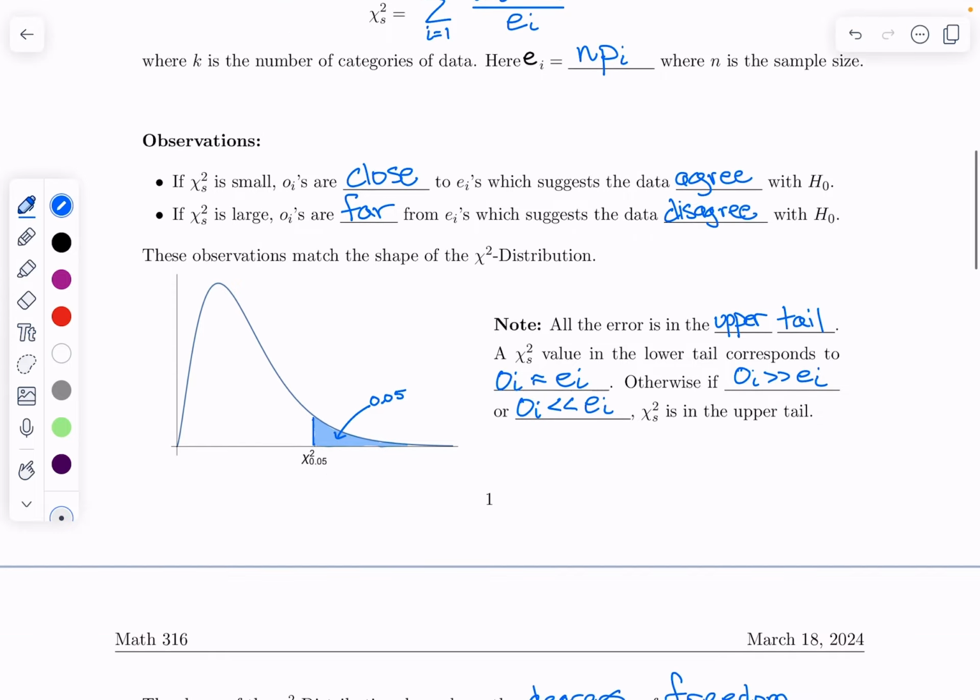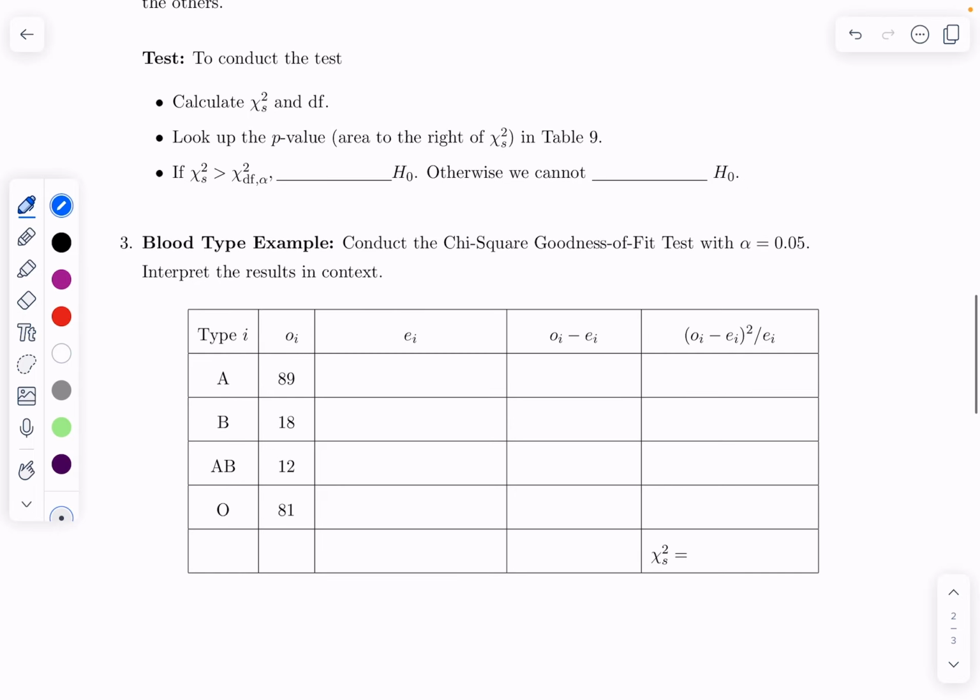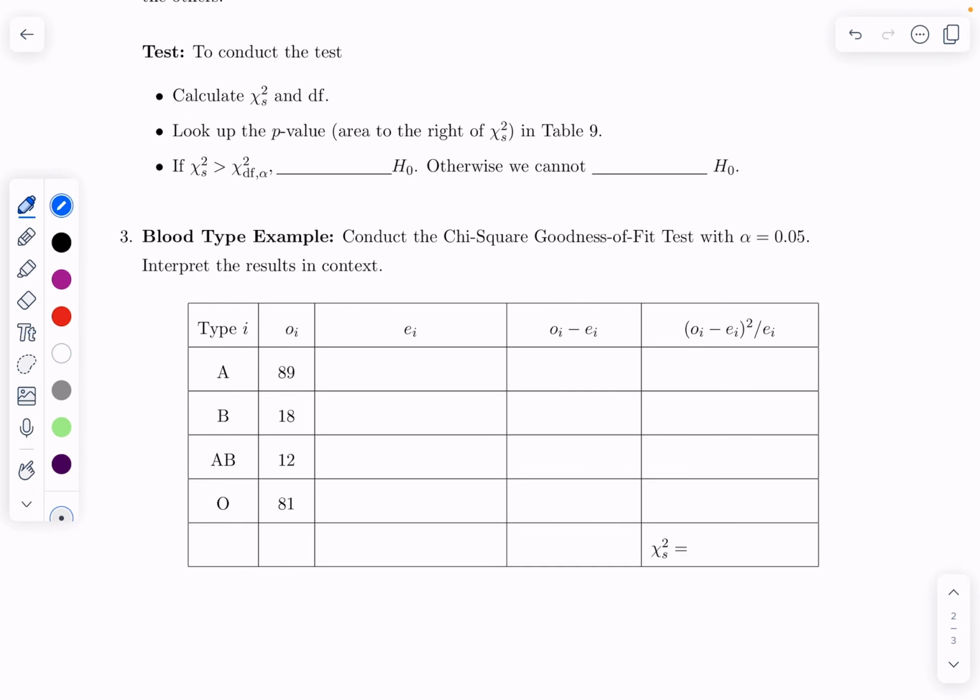Okay, so to conduct our chi-squared test, we're going to calculate the chi-squared statistic and the degrees of freedom. Then we're going to look up a p-value for the chi-squared distribution in a chart that I'll show you momentarily. And then if my chi-squared statistic is bigger than the cutoff of our alpha value, we'll be able to reject the null hypothesis. Otherwise, we cannot reject the null hypothesis. We could also say if p is less than alpha, then we reject, and otherwise we cannot reject.